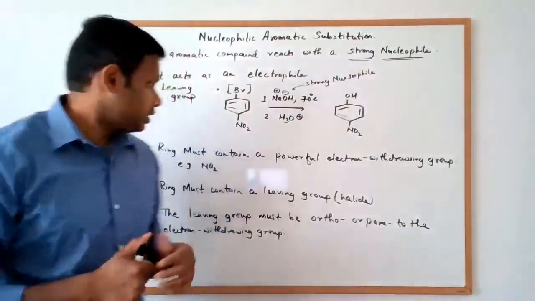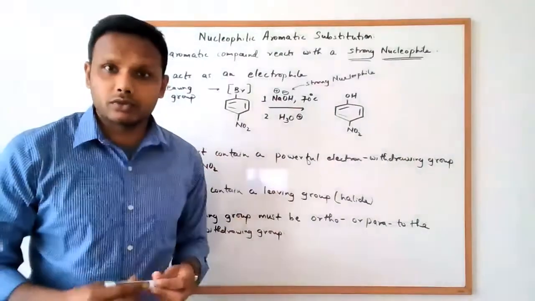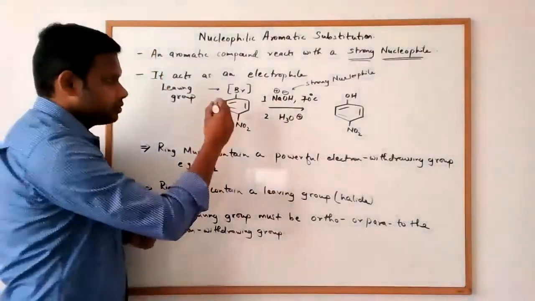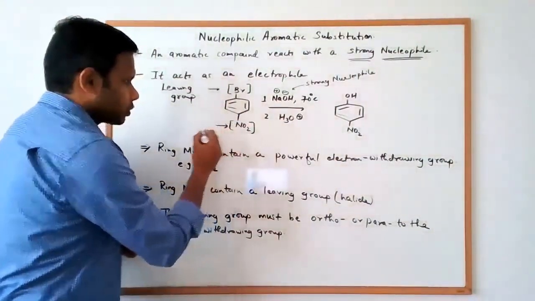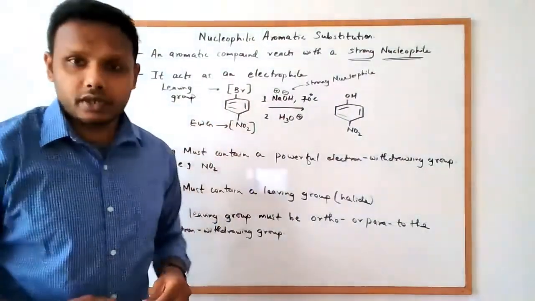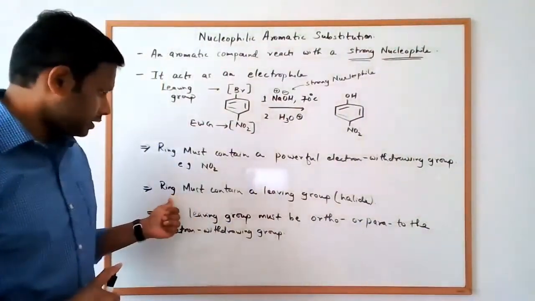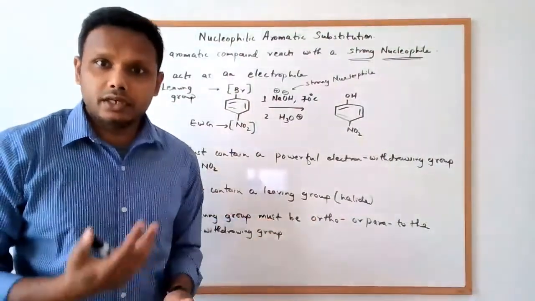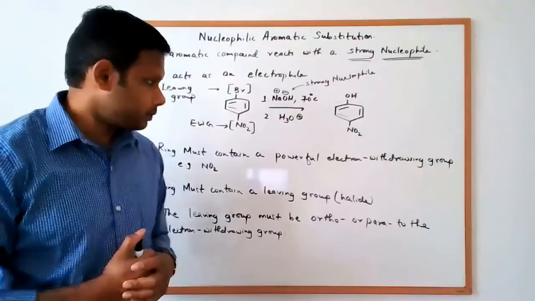The first one is that the ring must contain a powerful electron withdrawing group. And a good example is the nitro group. So in this particular example, the ring contains an electron withdrawing group. So we do have an electron withdrawing group here and a very strong electron withdrawing group. The second is that the ring must contain a leaving group, which is usually a halide. And so we have the leaving group in this particular example.